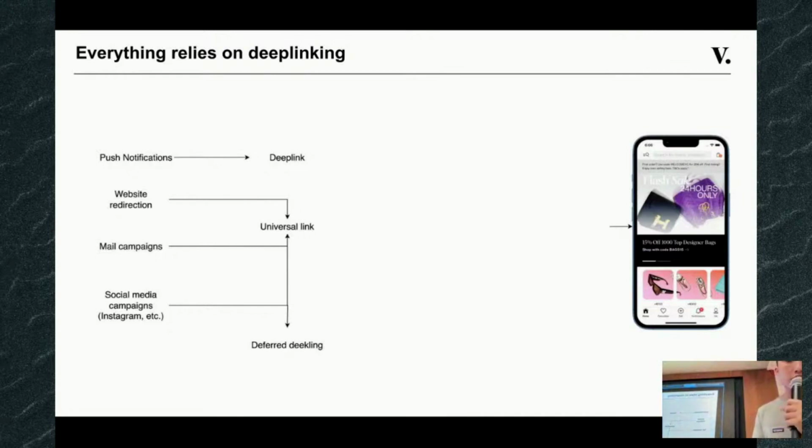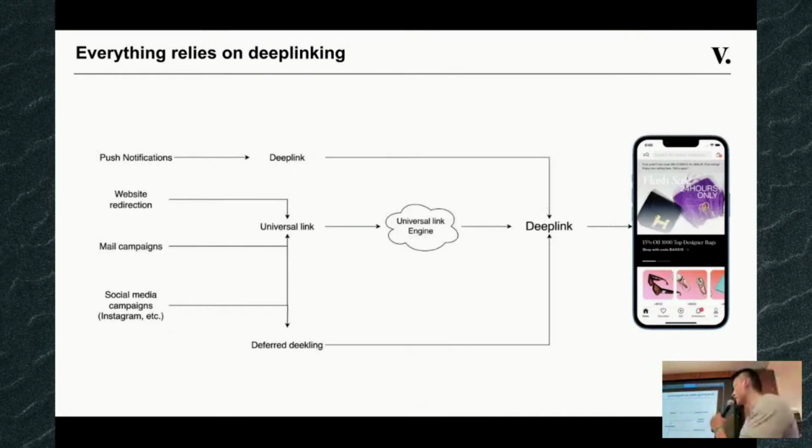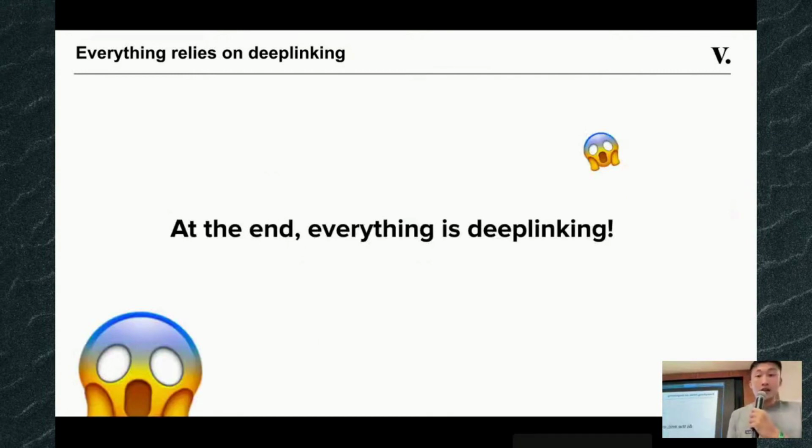And how does that translate to the app? At Vestiaire Collective, we have a universal link engine that translates the universal link into a deep link. This allows us to have one single source of truth for the app to handle external navigation. So in the end, the app just needs to handle that deep link. Basically, everything is deep linking, right? It supports all your channels.